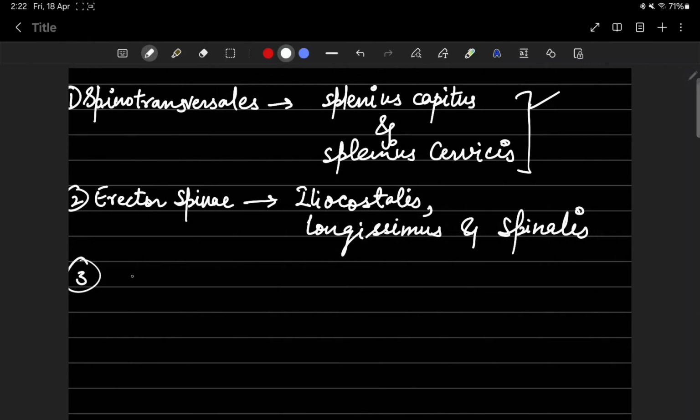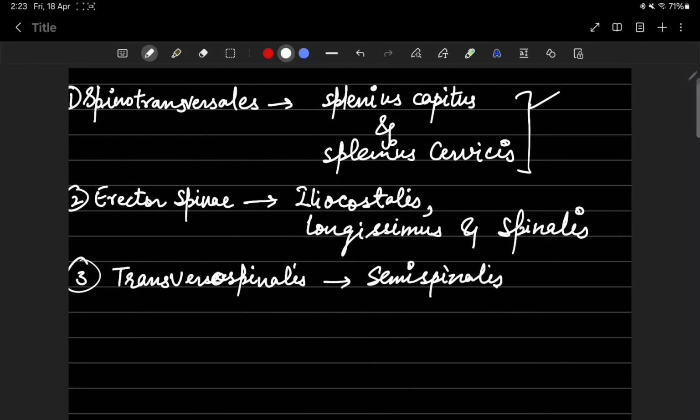The third group is the transversospinalis. In this we have the semispinalis, multifidus, and rotator muscle. These three sets of muscles produce action over the stabilization, extension, and rotation of the vertebral column.